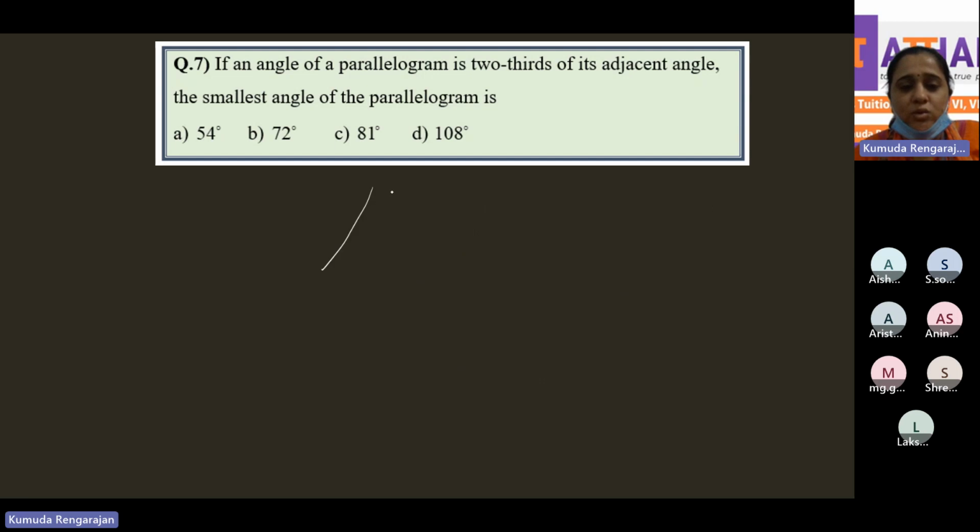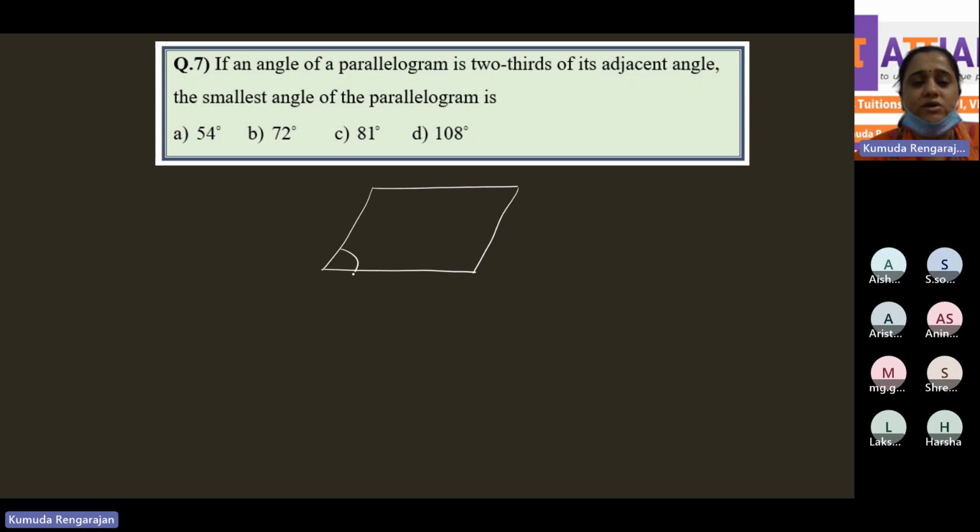You'll have to consider two angles which are adjacent angles. That's the first step. It's given that one angle is 2/3 of its adjacent angle. So if one angle is x, the other angle is 2/3 of its adjacent angle. What is the adjacent angle? x. So 2/3 of x, 2/3 x.